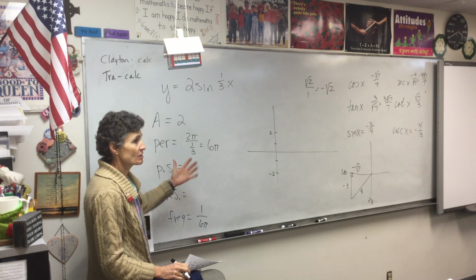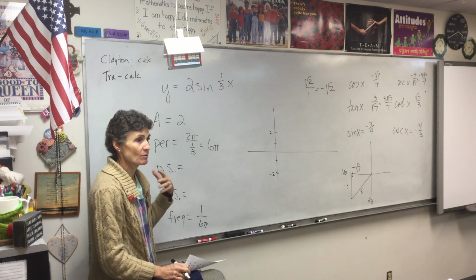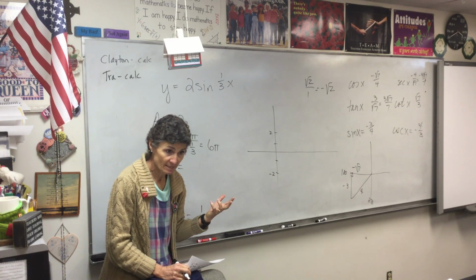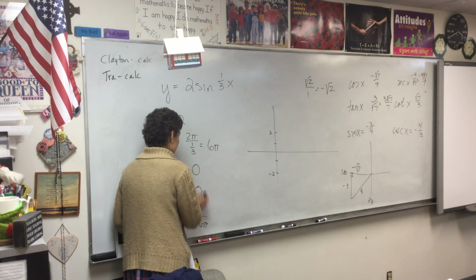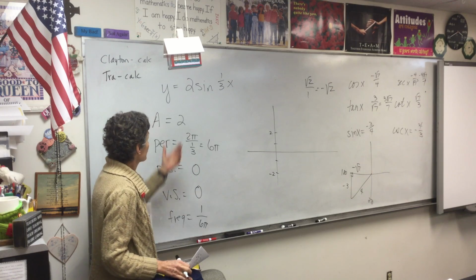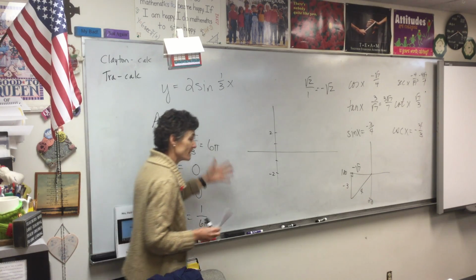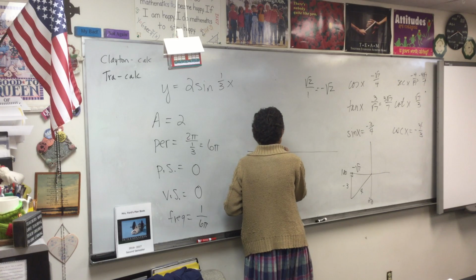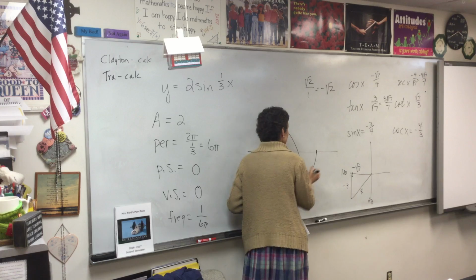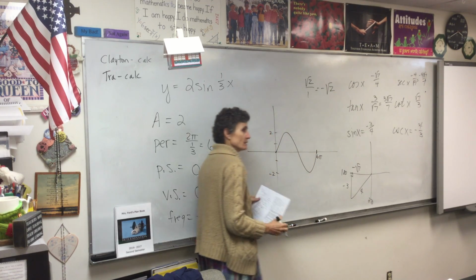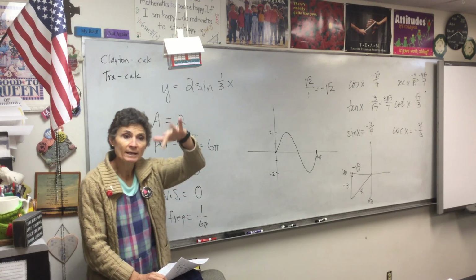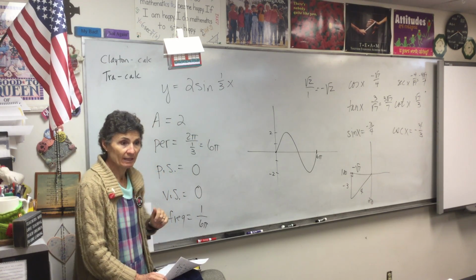Do we have any shifting in this problem? Are we going anywhere sideways or up and down? No, because we do not have a plus or minus in our problem. So these are zeros. Or you can write the word none. We don't have any. So this is a regular sine curve, starting where it's supposed to start and ending 6 pi later. That's what period means. One hill and one valley.